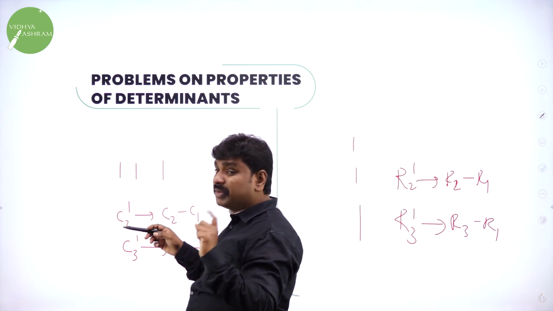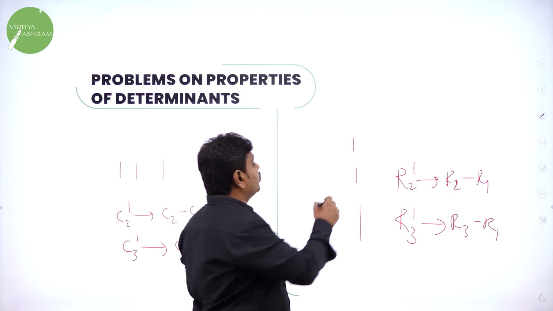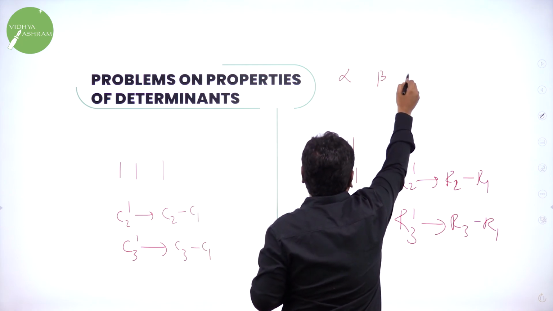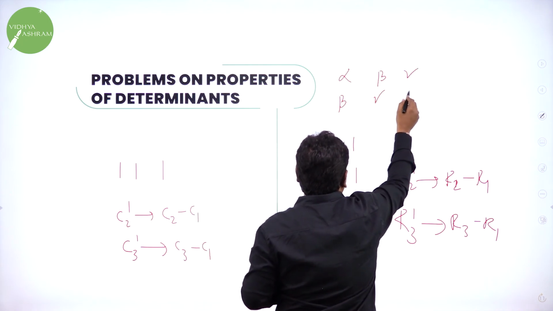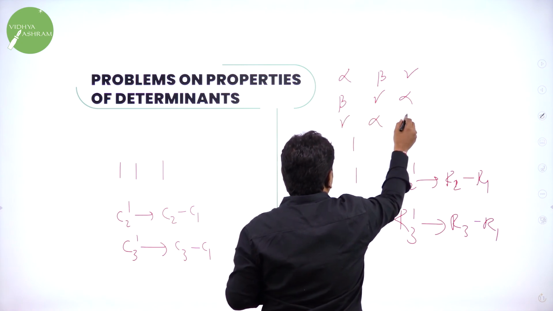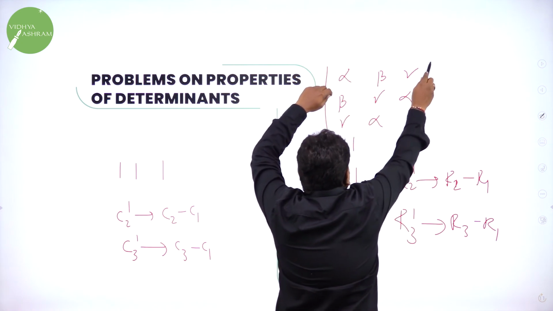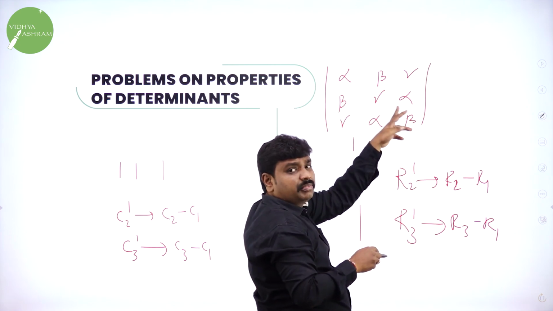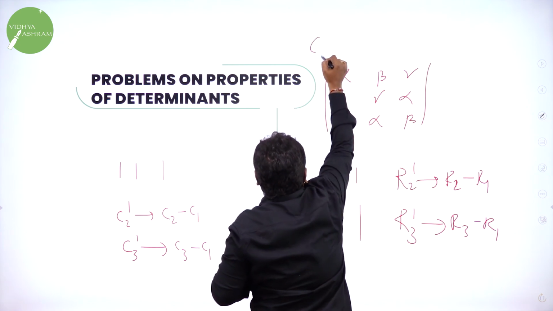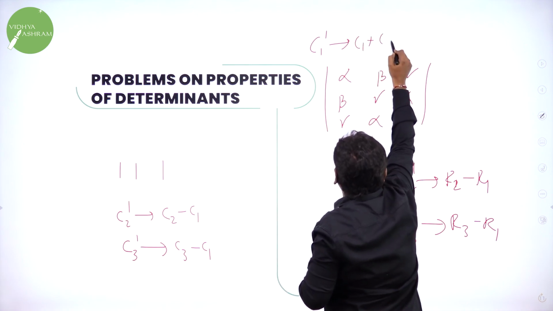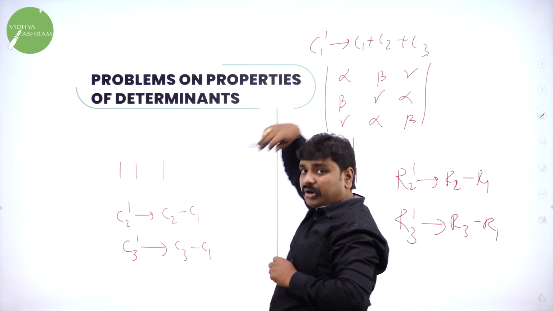And if elements are jumbled in a row, so suppose I have alpha, beta, gamma, beta, gamma, alpha, and gamma, alpha, beta. You can see every row has the same elements. First row is alpha, beta, gamma. Second row is also alpha, beta, gamma jumbled. So what is the common thing we'll do? C1 dash is C1 plus C2 plus C3. These are the hints for today's problems.